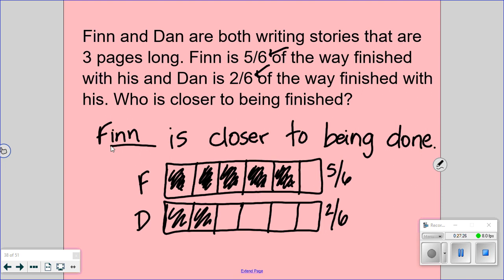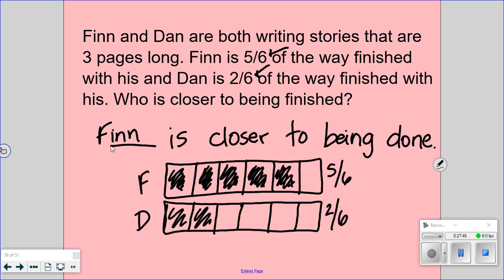Bowen, what if instead of Finn having 5/6, he wrote 5/100? That numerator is still bigger. But the denominator has to be the same.